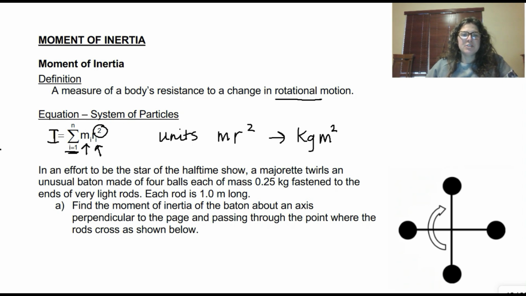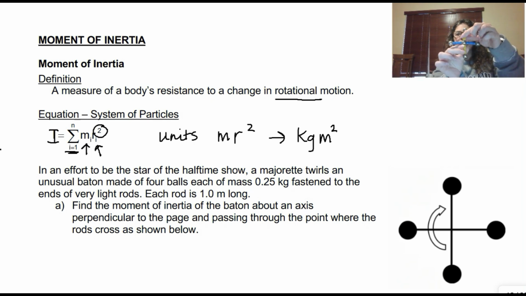In an effort to be the star of the halftime show, a majorette twirls an unusual baton made of 4 balls, each of mass 0.25 kilograms, fastened to the ends of very light rods. Each rod is 1 meter long. Find the moment of inertia about an axis perpendicular to the page and passing through the point where the rods cross, as shown. So I made a little model, which is why you get to see me today.